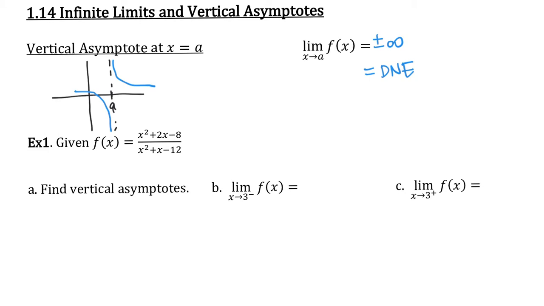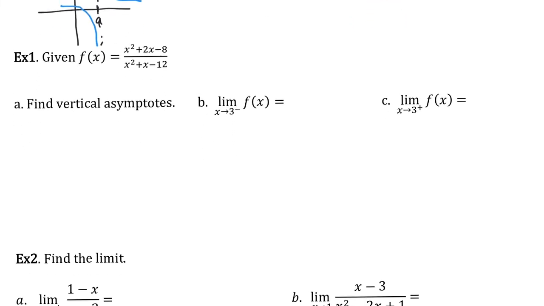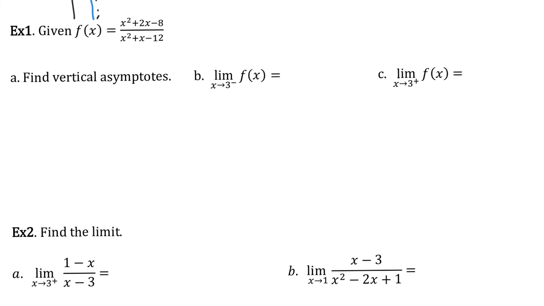Okay, now we're going to find some asymptotes and consider the behavior. Okay, look at example 1. It says given f of x equals x squared plus 2x minus 8 over x squared plus x minus 12. I'm of course going to factor this so I can see what's happening here. Okay, the x plus 4's cancel, which means there's a hole there, but they're not asking me about the hole, so I'm not going to worry about that. Okay, they're asking me about the vertical asymptote.